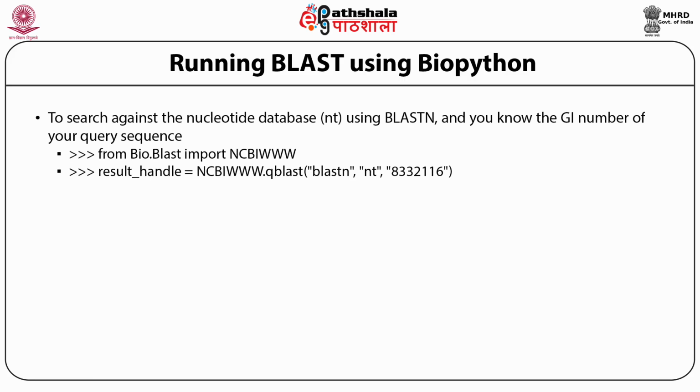To search against the nucleotide database NT using BLASTN, when you know the GI number of the query sequence, all I have to say is from Bio.Blast, that is a module, import NCBIWWW, and then I create a result handle and say NCBIWWW.qblast, and in the brackets I give the information. I want to use the BLASTN program, so I say blastn, the database that I want to search, nt, and the GI number. Automatically it connects to the internet, does the BLAST search, and the results are stored in result_handle.